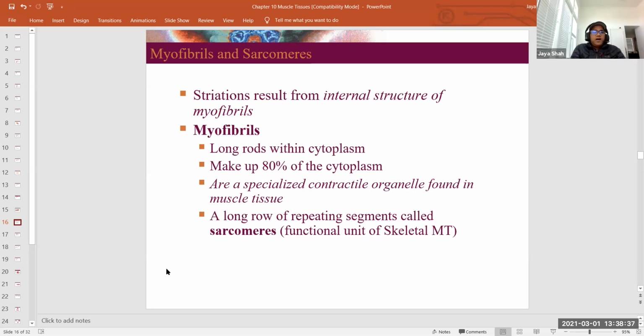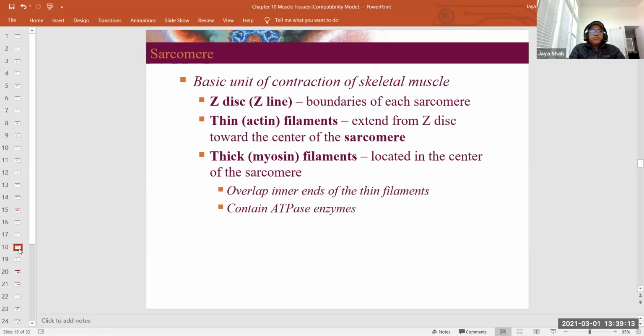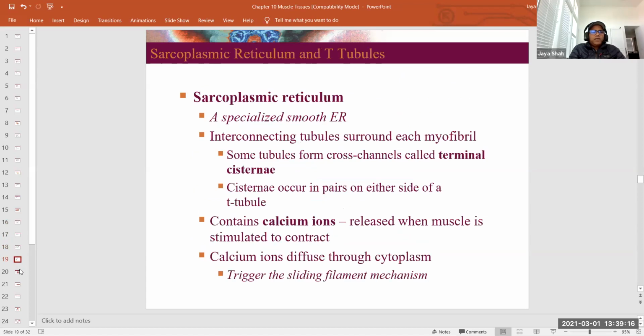So myofibrils are organelles of the muscle cell. A long row of repeating segments called sarcomeres, which is the functional unit of a skeletal muscle. I'm going to explain it in the next slide. Without the slide, you will not understand it. Okay, so let me go to the diagram first, and then I will come back here.